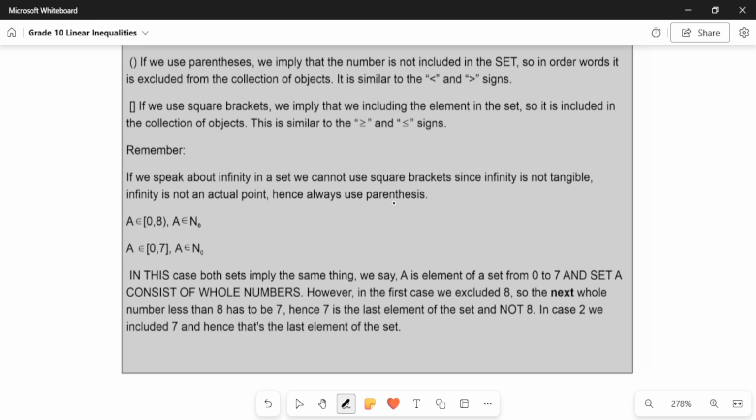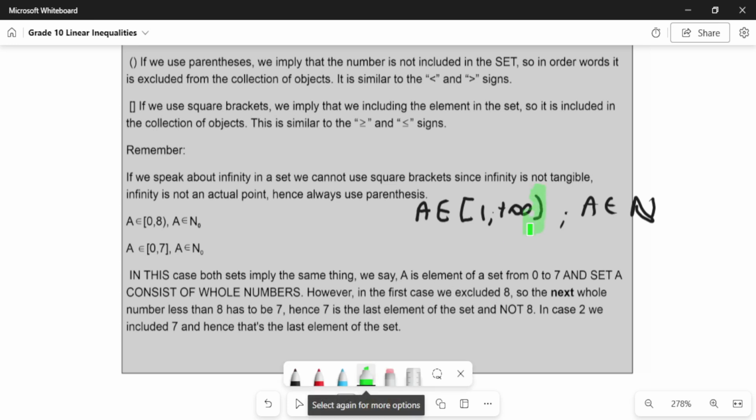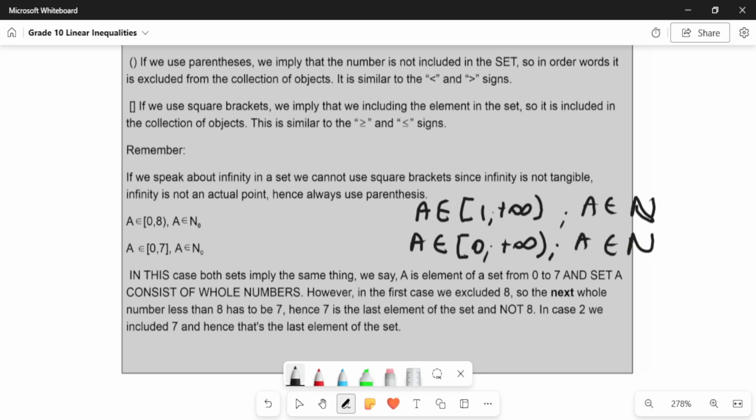So let's say they tell us to list the natural numbers. So I'll say, okay, A is an element starting from what number? 1, going to what number? Positive infinity, but you cannot use the square bracket, you have to use the parentheses. And A is an element of the natural numbers. So the point that I'm trying to make here is that whenever infinity is involved, you cannot use a square bracket, you have to use a parenthesis. Even if you have to do the whole numbers, then I'll say A is an element of the set starting from where? 0 going to where? Positive infinity, close the bracket. A is the element of the whole numbers.